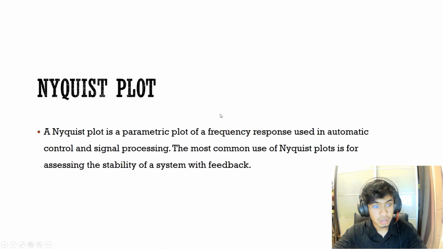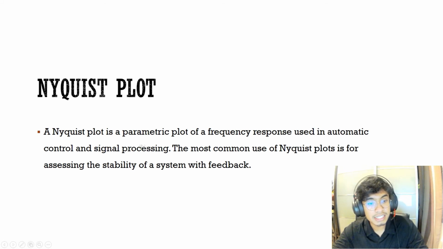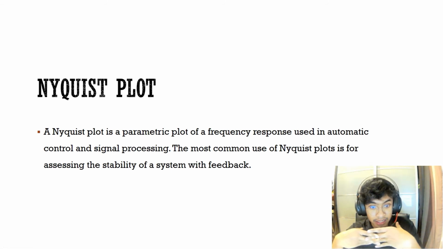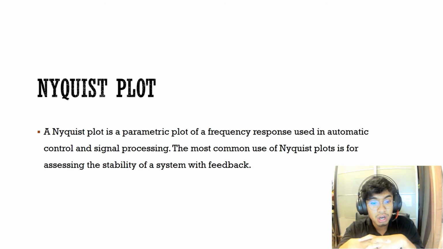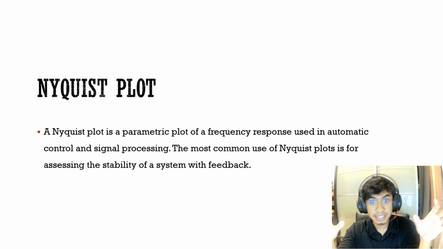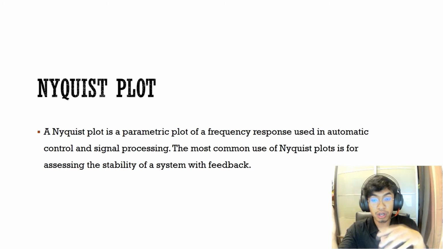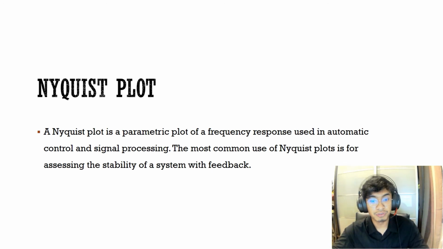Next we proceed to the Nyquist plot. What is a Nyquist plot? A Nyquist plot is a parametric plot of a frequency response used in automatic control and signal processing. The most common use of the Nyquist plot is for assessing the stability of a system with feedback. Our RFID door lock system consists of a feedback, which is the sensor we set at the value of 1, and we can call our feedback a unity feedback with value 1.